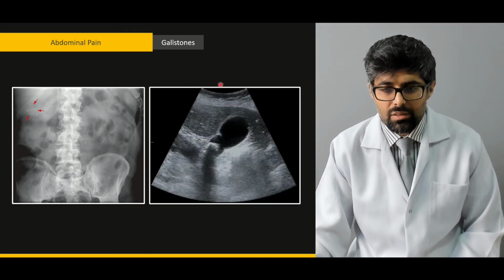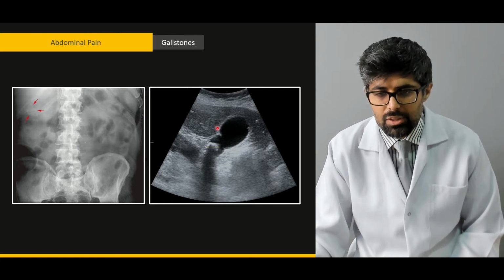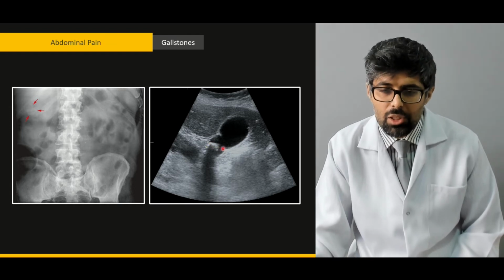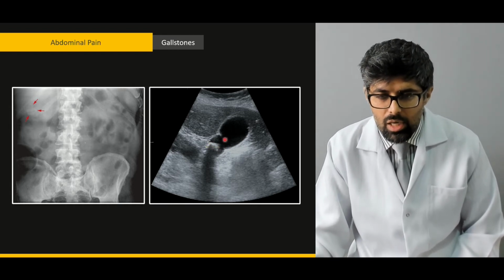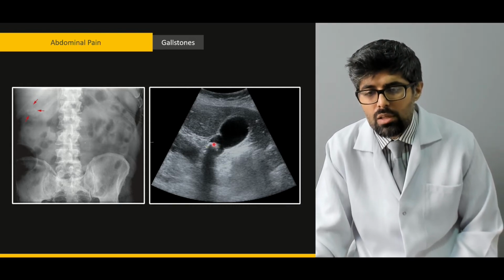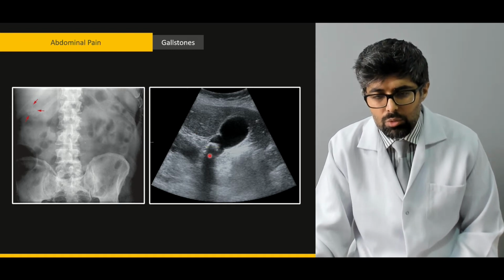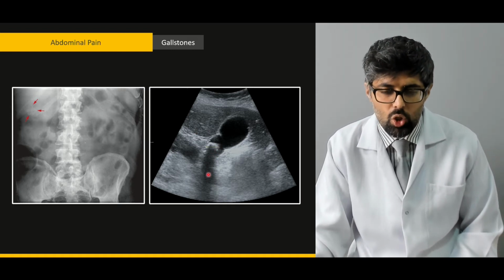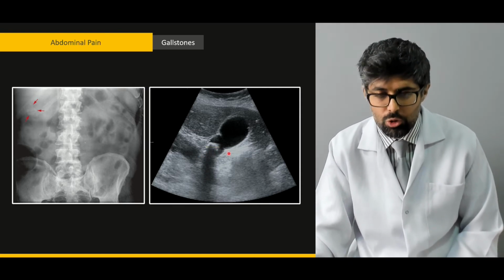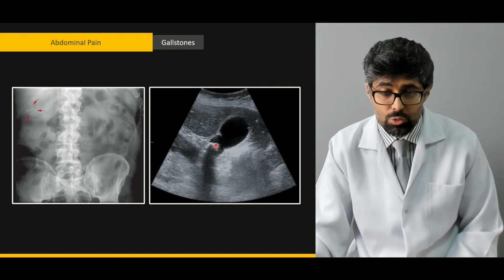Now this is an ultrasound of the gallbladder. This is the gallbladder and this is the gallstone. And this is present at the junction of the common bile duct and the hepatic duct. Now this is not the common bile duct or the hepatic duct. This is actually acoustic shadowing because of this huge gallstone.